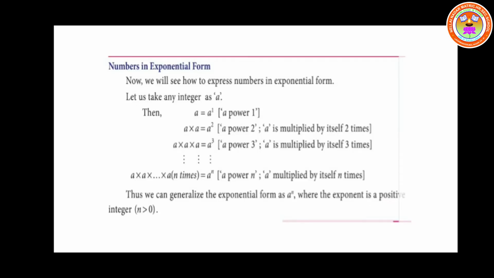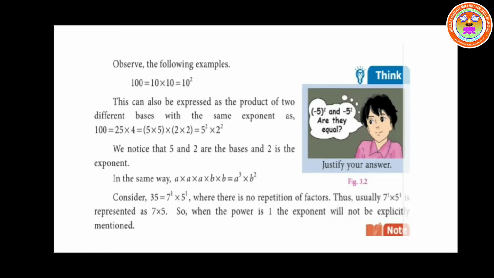Now let us see numbers in exponential form. I already taught you this. If a appears only once, you can write a to the power 1. A into a can be written as a square. A into a into a means a power of 3. So n number of times means a power of n. Then we can generalize the exponential form as a power of n, where the exponent is a positive integer. Now let us see some examples based on that.